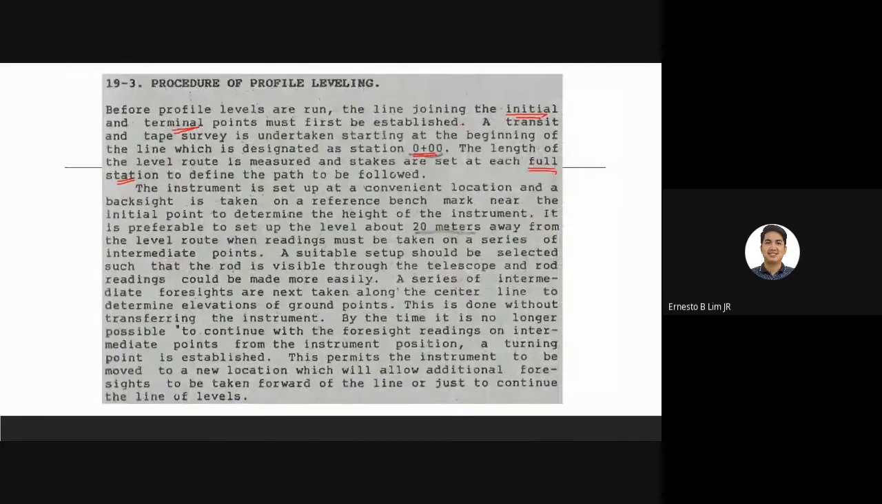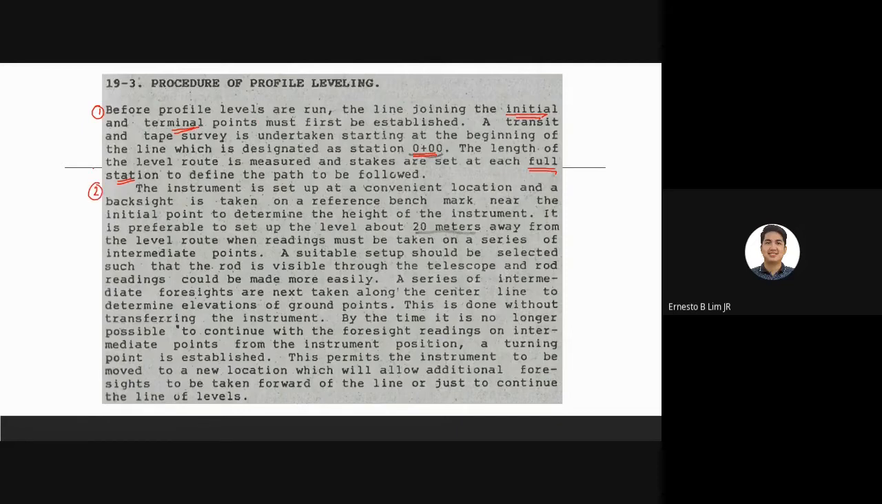So next, the instrument is set up at a convenient location and a backsight is taken on a reference benchmark near the initial point to determine the height of the instrument. Okay, so this would be your first procedure: to know the initial and terminal points, then decide on your full station. Then this will be your second procedure.